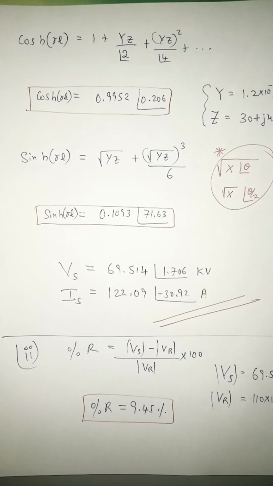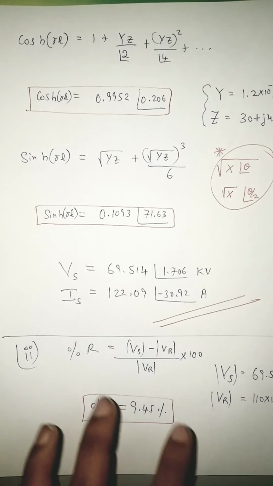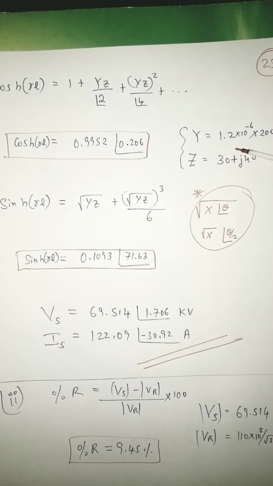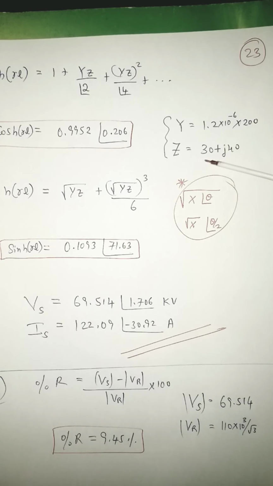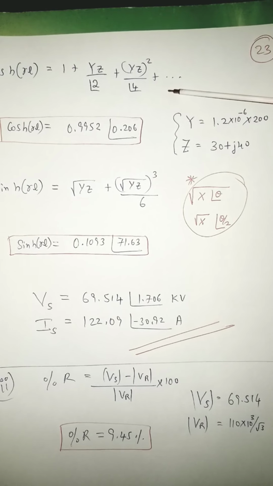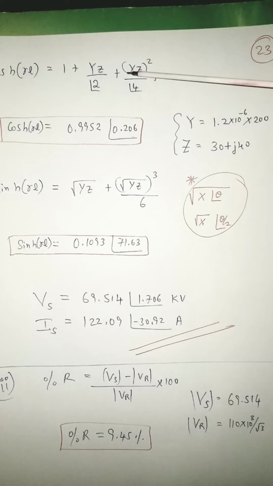So far we have calculated VR, IR and ZC. Now I have to find out cosh(γL). Generally it is given by the expression 1 plus yz divided by 2 factorial plus (yz) square by 4 factorial and so on. So first I will be going only for the first two terms. I know the value of y, 1.2 into 10 power minus 6 into 200. Z is 30 plus J40. So I am going to substitute in this expression and I will be getting cosh(γL). Actually, to get the accurate value, the complete series is to be taken. But for simplifying the problem solving, only two terms are taken here.